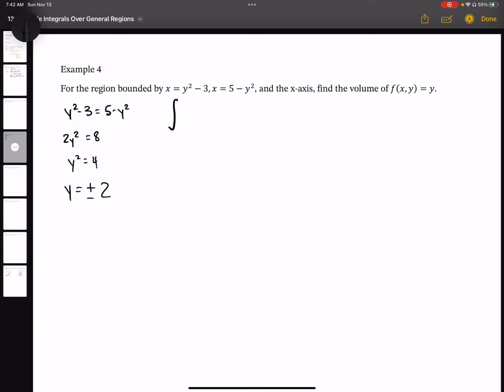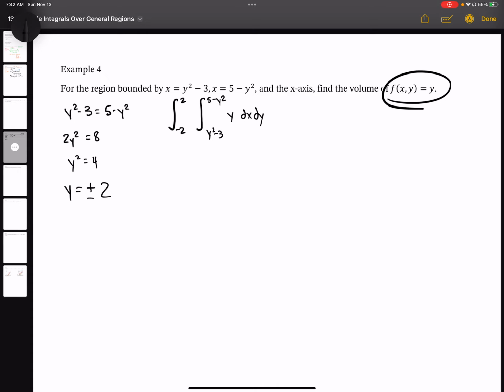So our outer integral is from -2 to 2, and our inner function is the right function minus the left. The function that was on the left was y squared minus 3. And the right function was 5 minus y squared. And we're integrating over that function, under that function. So y, and then we're going to have dx dy. So this is actually pretty straightforward.